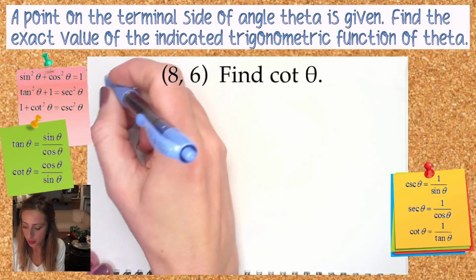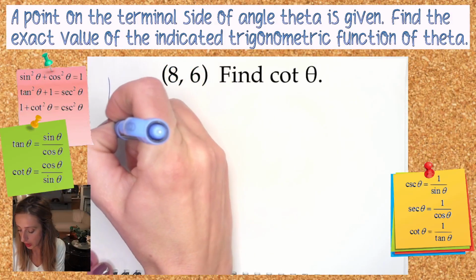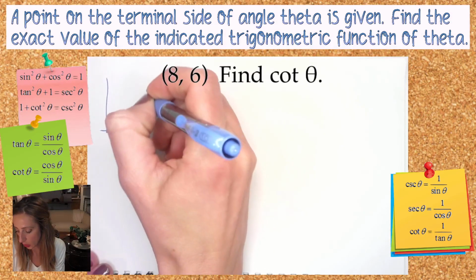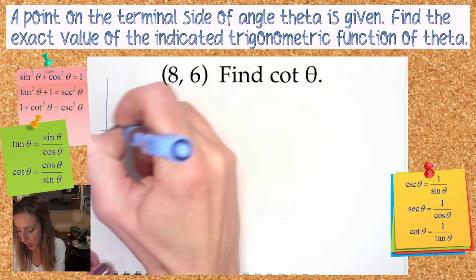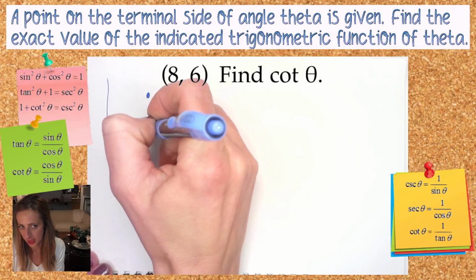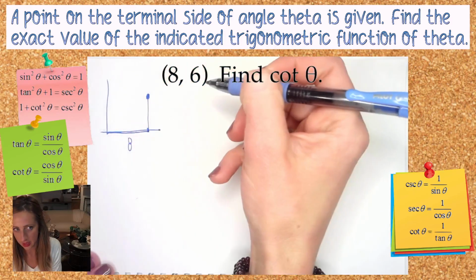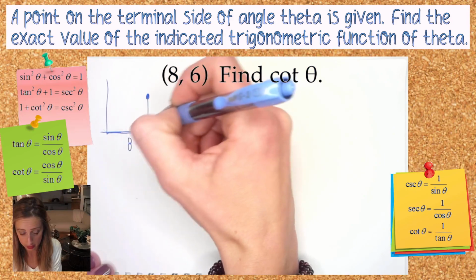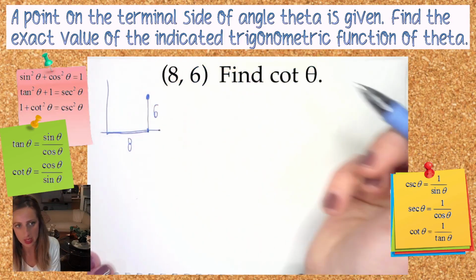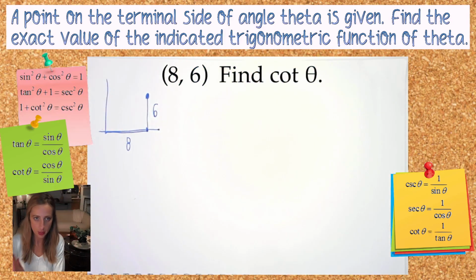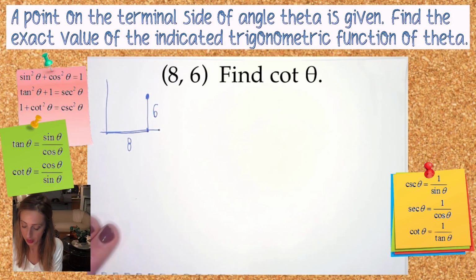8, 6 has a positive x and y coordinate. That puts it in quadrant 1. I went over 8 units and then I went up 6 units. That means this side can be looked at as a length of 8 and this can be 6, and they're both in the positive direction to the right and up as indicated by the ordered pair.